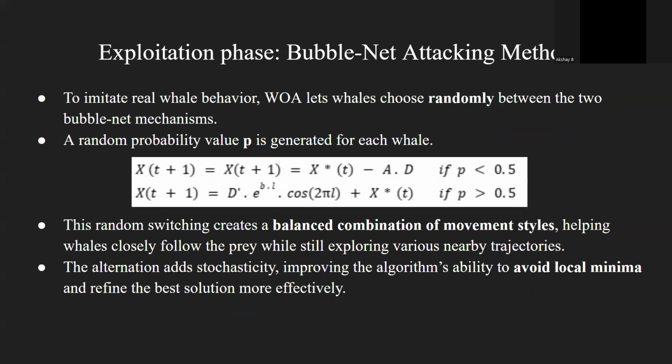So now I'm going to talk about random switching between mechanisms. WOA doesn't always use the same movement. A random probability P decides whether a whale uses shrinking encircling or spiral motion. This randomness makes the movement patterns more diverse. It prevents the whales from getting trapped too early in a wrong solution. Overall, this randomness improves stability and accuracy.